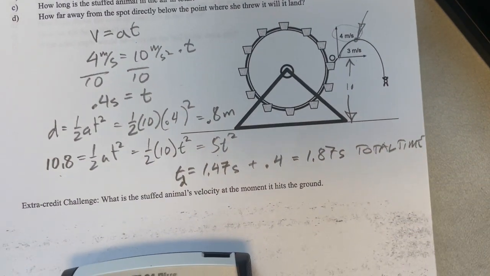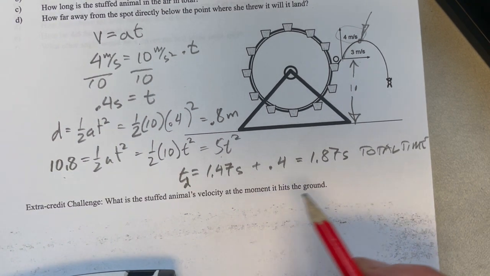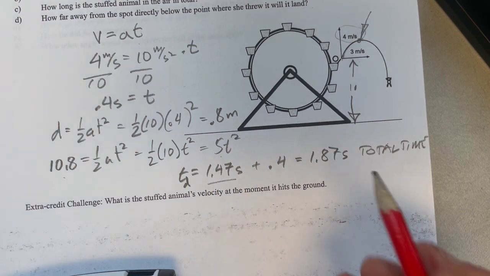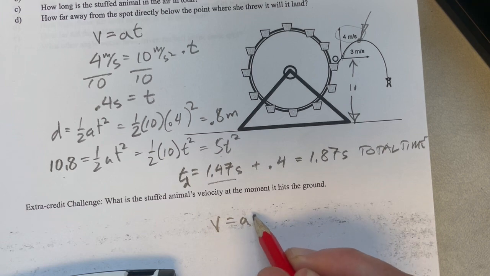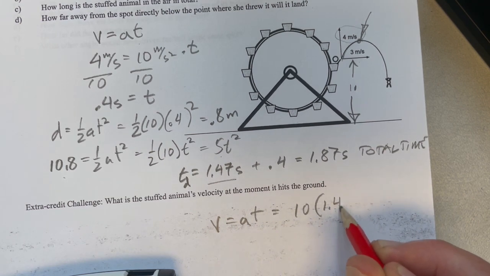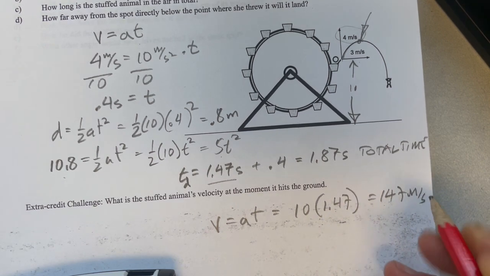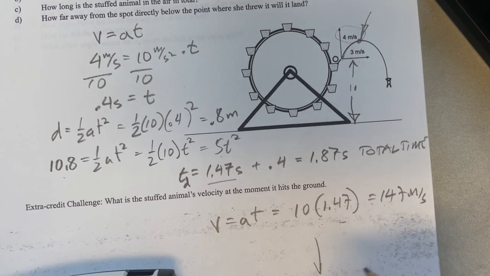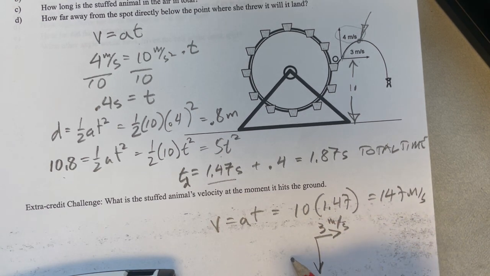What is the stuffed animal's velocity at the moment it hits the ground? Well, if it's been falling for 1.47 seconds, it'll have a velocity that's acceleration times time. So 10 times 1.47 is 14.7 meters per second. That's in the downward vector. We know that the outward vector is 3 meters per second.